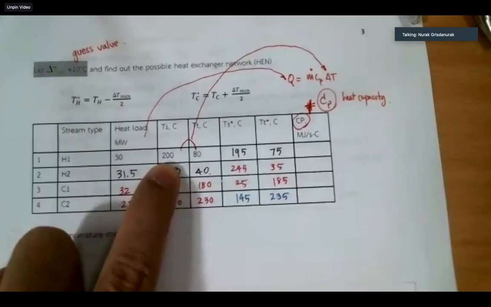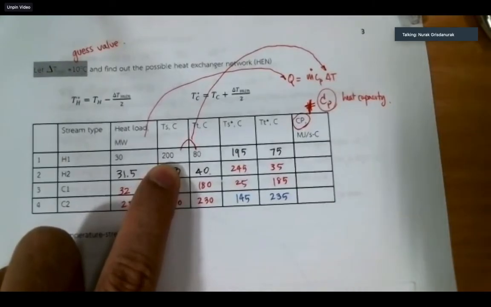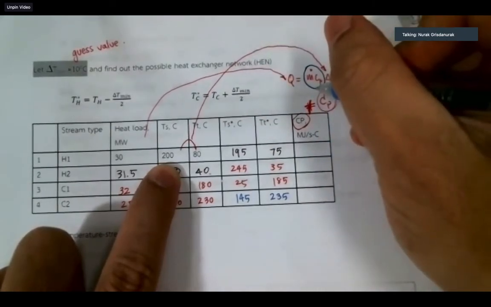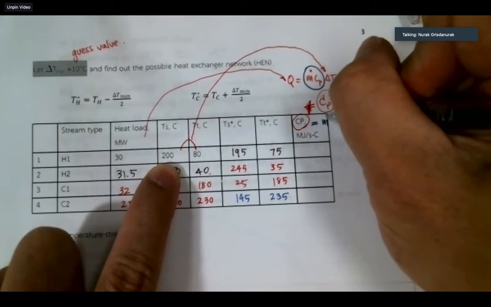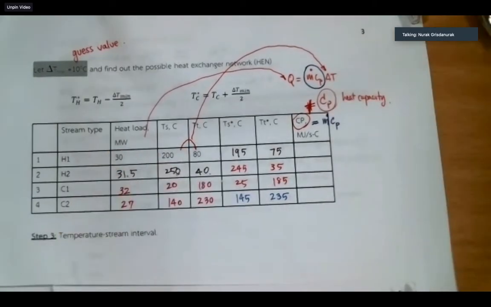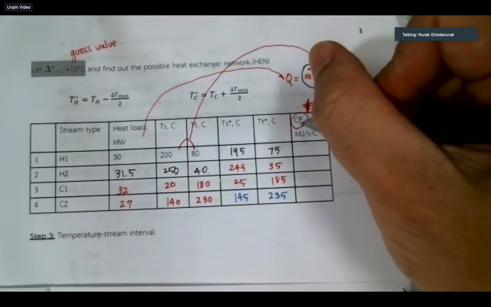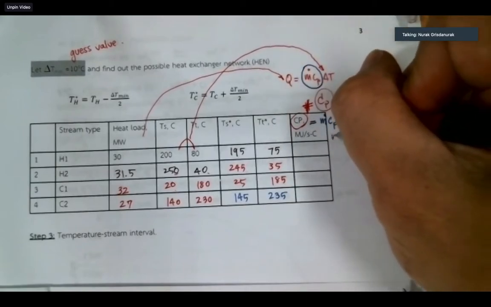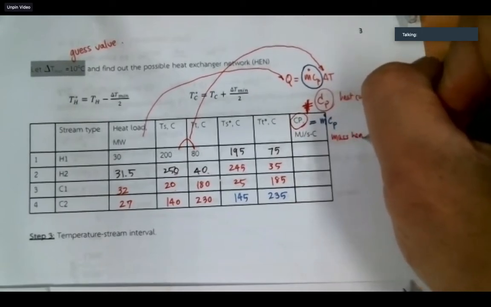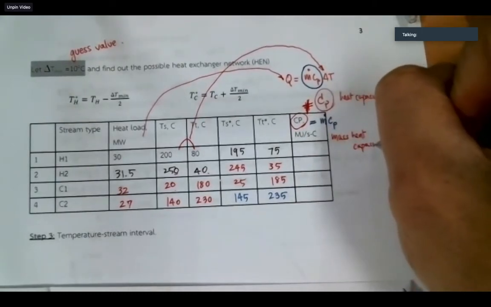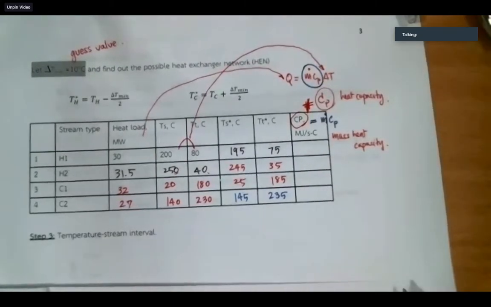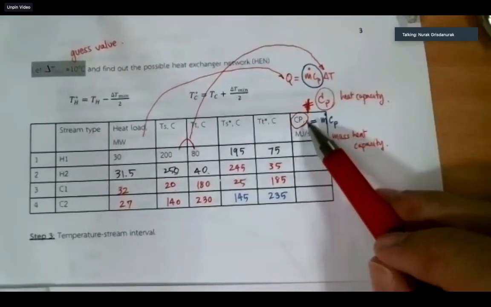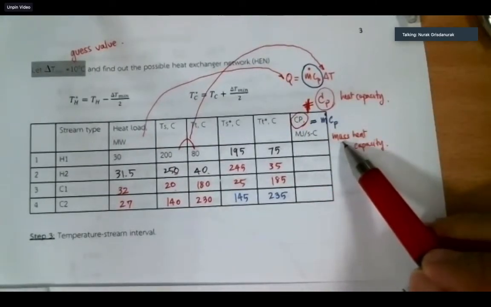So what does CP mean? CP is a combination of the flow and the heat capacity, so this is equal to M dot CP. We call it by the name of capital C, capital P, mass heat.